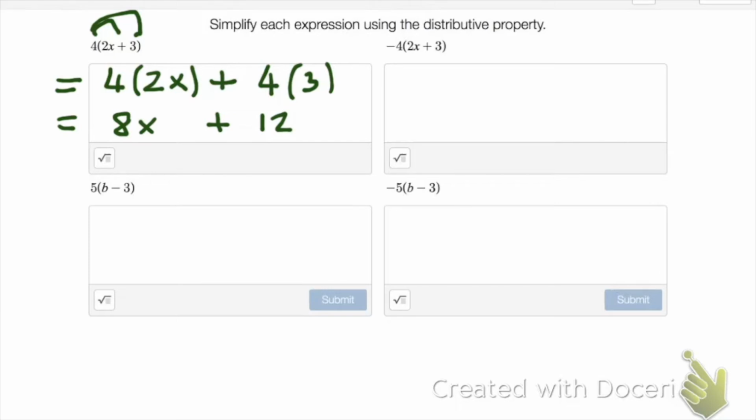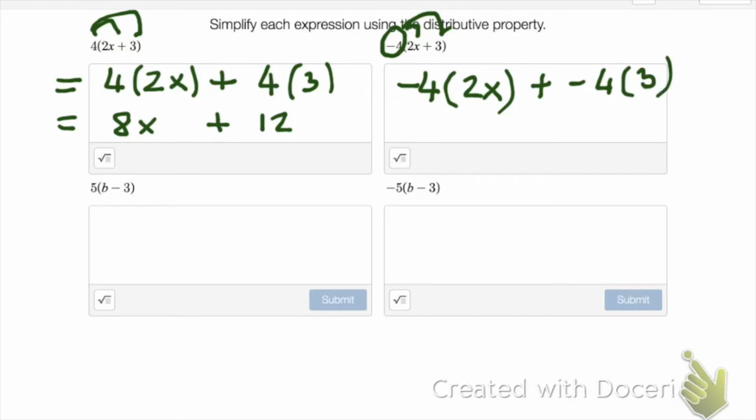Okay. The next one we have is negative 4. So keep in mind, this is the negative, right? So negative 4 times 2x, we're going to write negative 4 times 2x. We keep the sign, which is addition. And then we take negative 4 times the second term, which is 3. So negative 4 times 3. Negative 4 times 2x is negative 8x. Negative 4 times 3, which equals negative 12. We dropped out the addition. So the answer is going to be negative 8x plus negative 12.